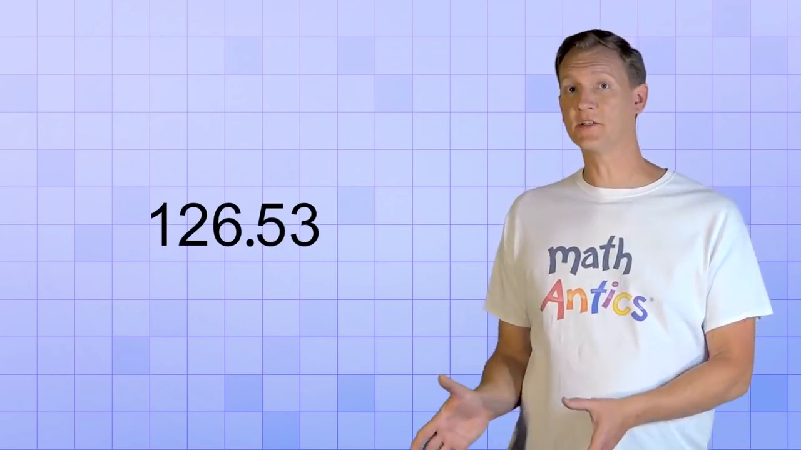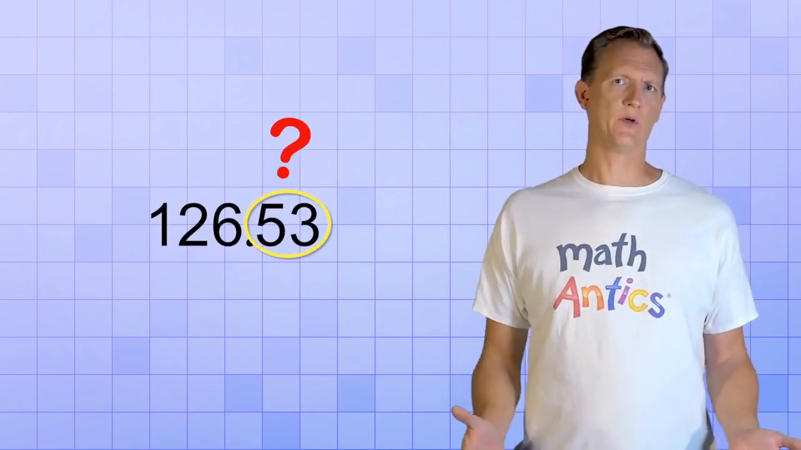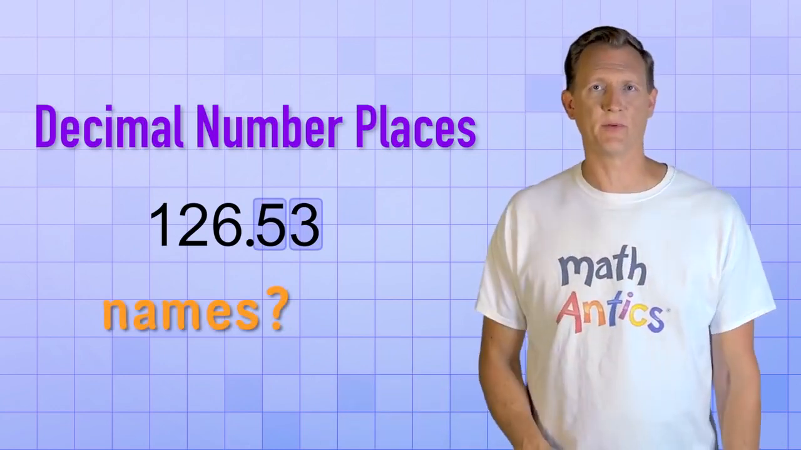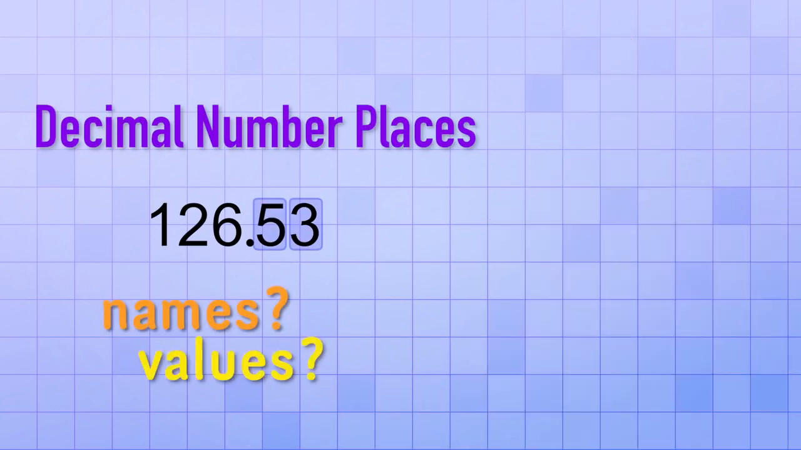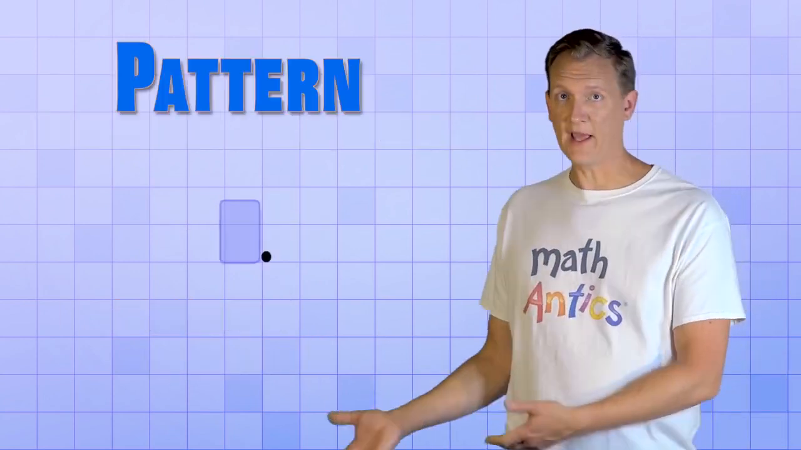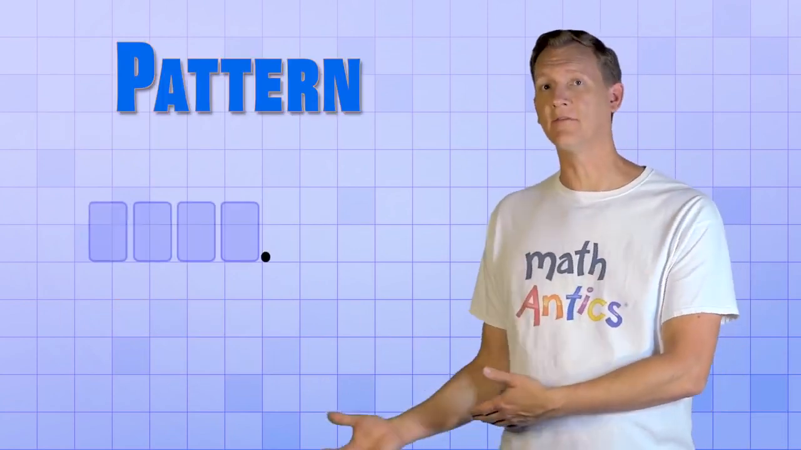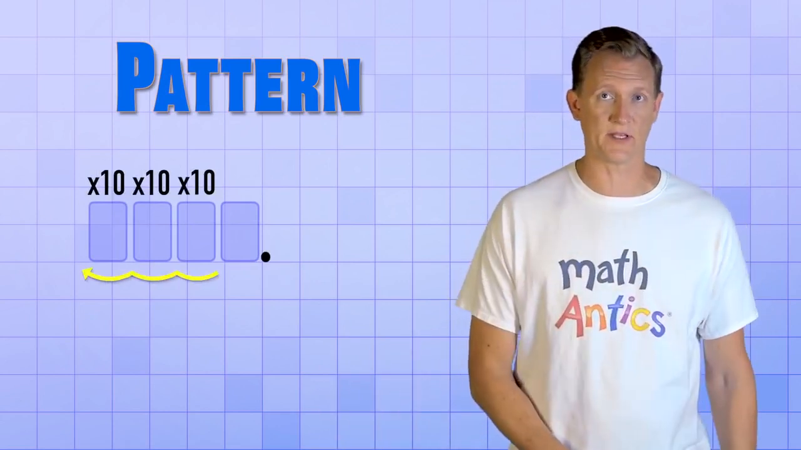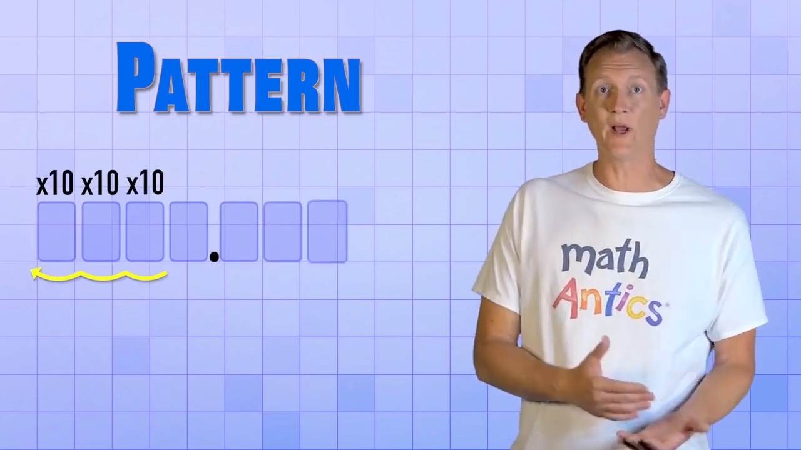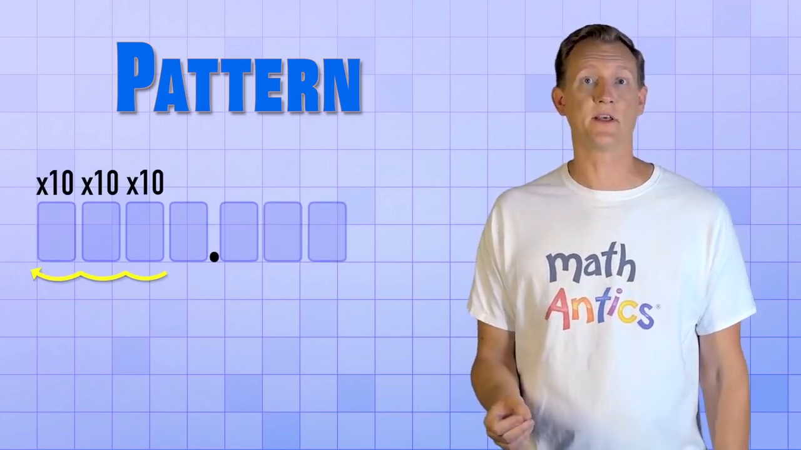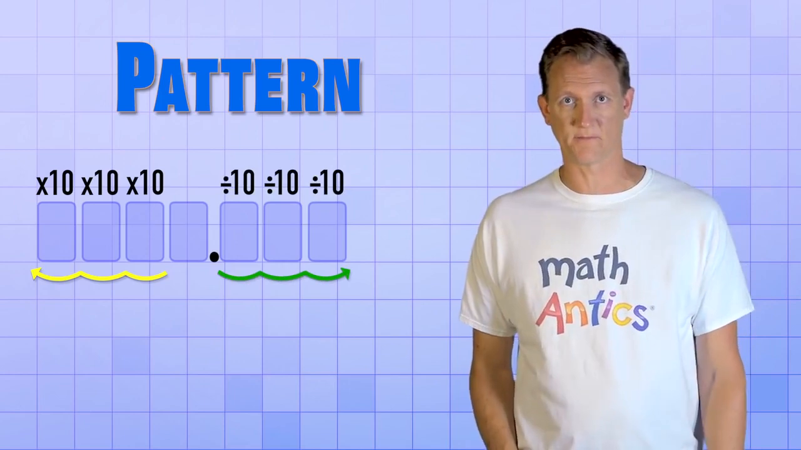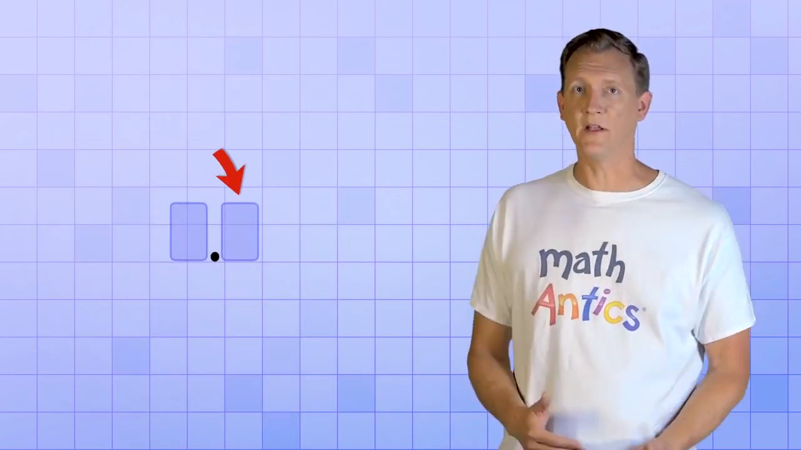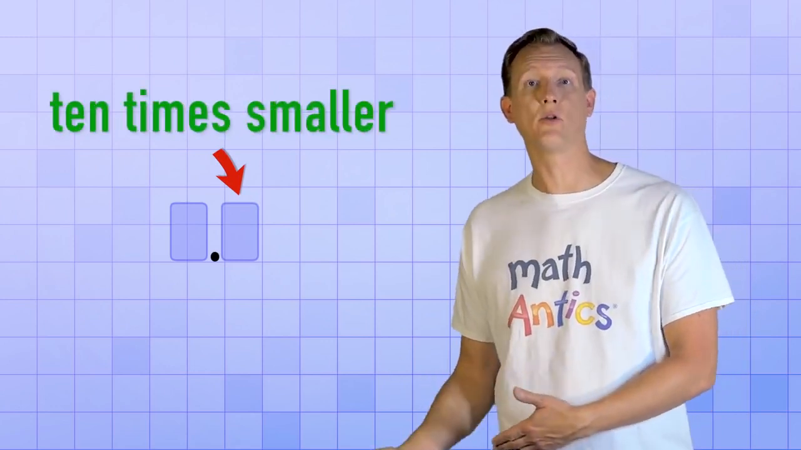Okay, but what about the digits that are to the right of the decimal point? We know that they must be in decimal number places, but what are the names of those decimal number places, and what values do they count? Well, looking back at our number place pattern, we see that each time we move to the left, the new number place counts amounts that are 10 times bigger than the previous place. So, each time we move to the right, that place should count amounts that are 10 times smaller than the previous place. Since the ones place counts by ones, the number place to the right of it should count by amounts that are 10 times smaller than 1.